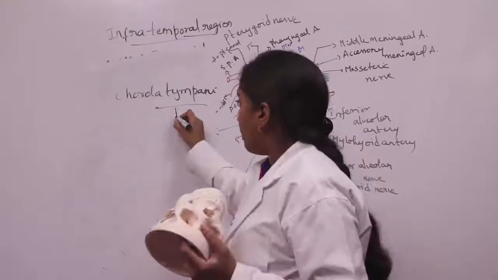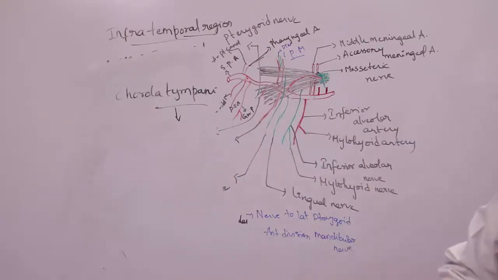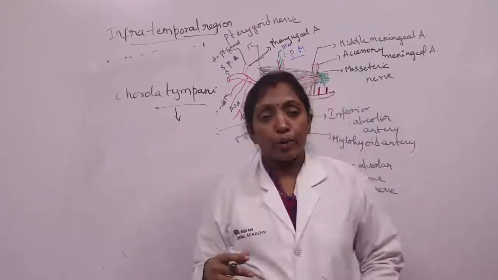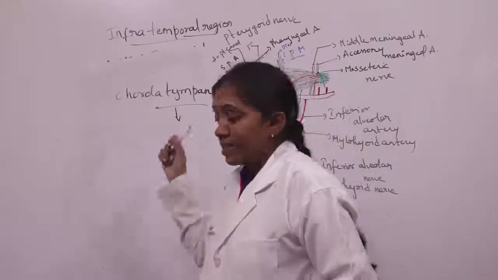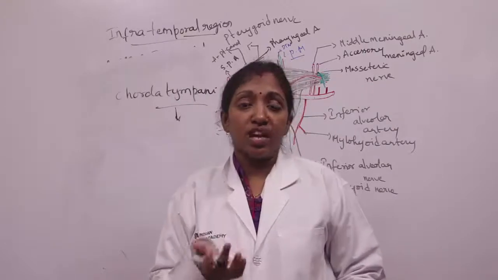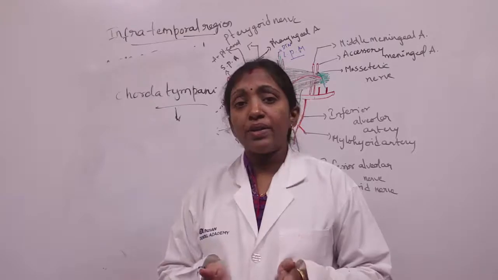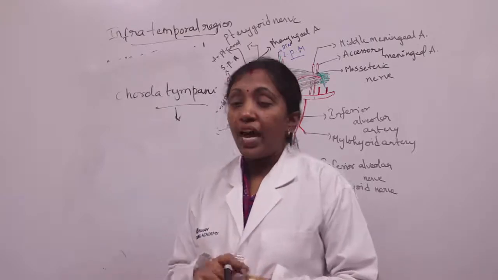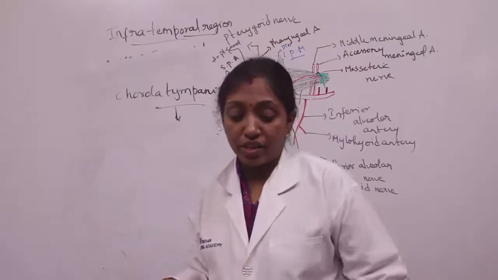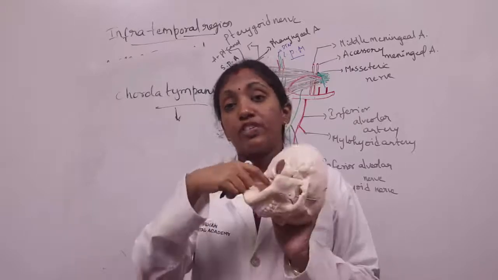So chorda tympani nerve is an important content of the infratemporal fossa. It arises from the facial nerve 6 mm above the stylomastoid foramen, and after that it passes in between the fibrous layer and mucous layer of the tympanic membrane, and it enters the infratemporal fossa through the petrotympanic fissure. We have the petrous part of the temporal bone here, and the petrotympanic fissure will be here.